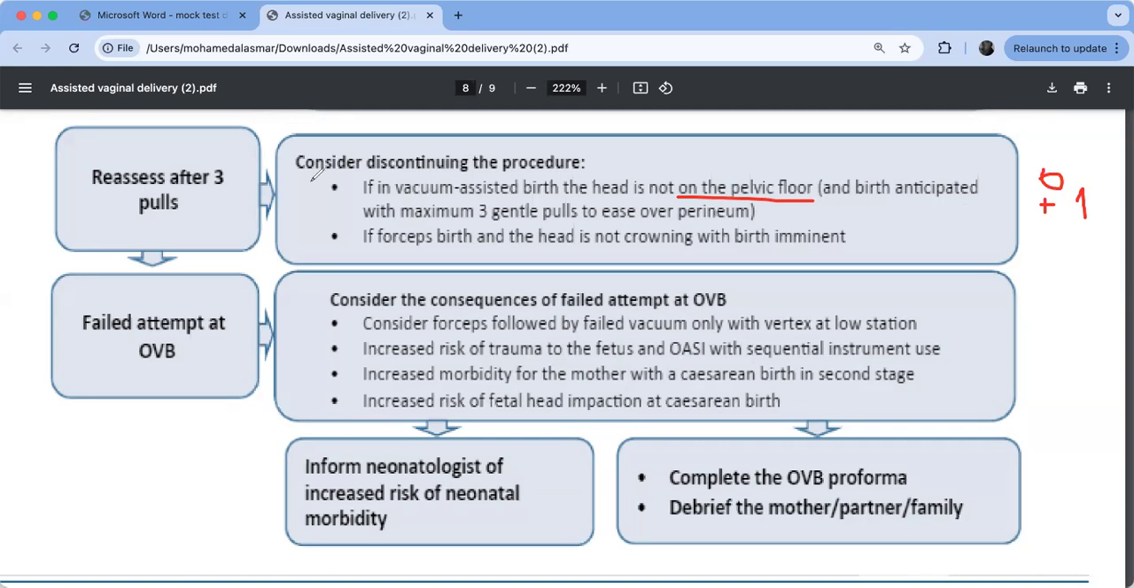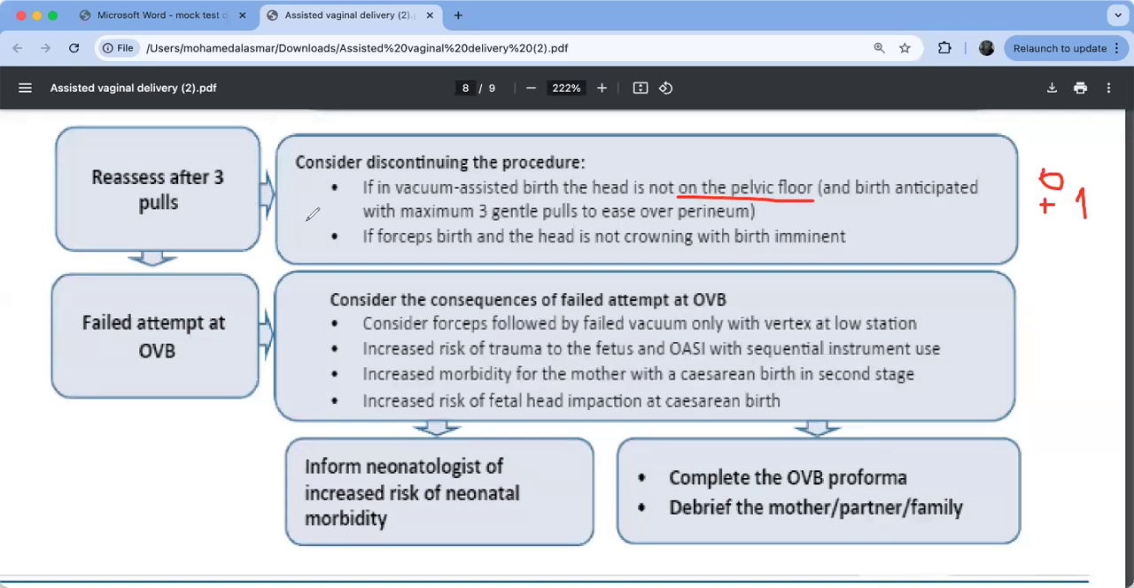Okay, so I am pulling the instrument. The instrument is well applied. The instrument does not pop off. And I am pulling. One pull, okay, no descent. Second pull, minimal descent. Third pull, descent is okay, but it's a +2 now. And I'm using vacuum, okay?